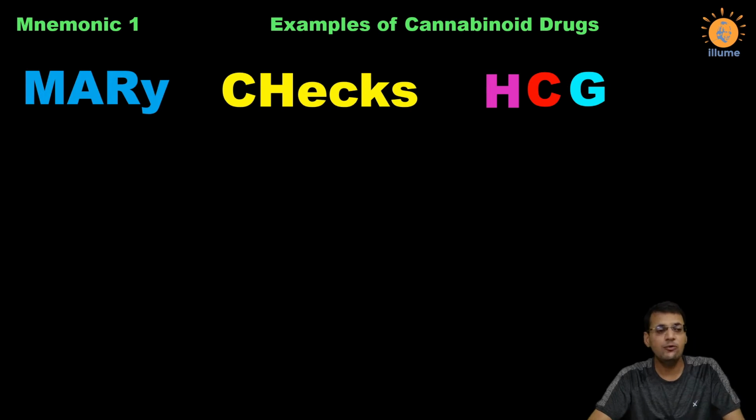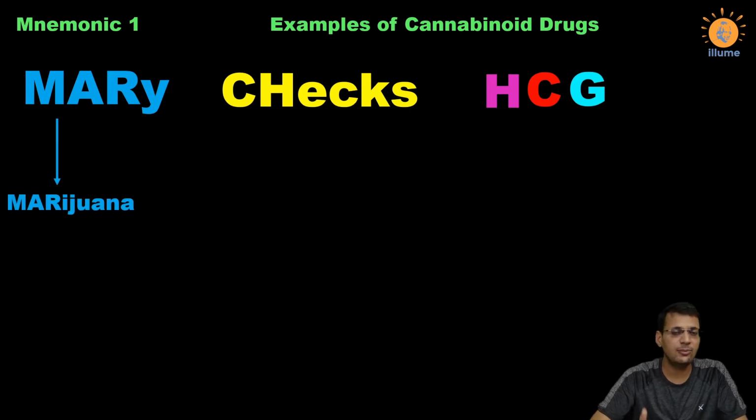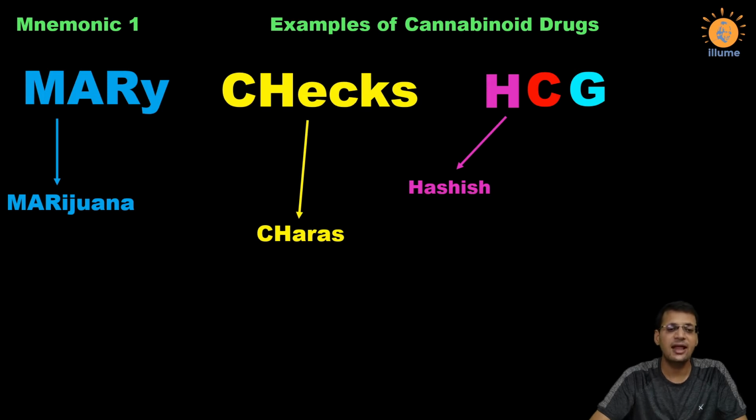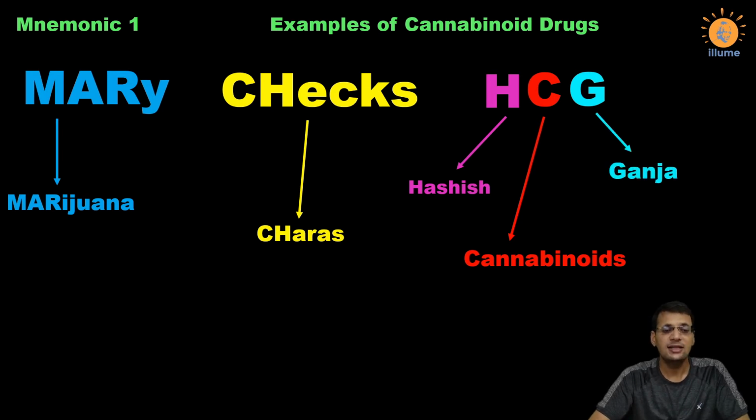So by Mary, you would remember marijuana, a type of cannabinoid drug. It is very common these days. Next is checks. CH of checks would help us remember charas. So charas is another example. Next is H, which stands for hashish. Next is C, which stands for cannabinoids. Yes, all these are examples of cannabinoids. And the next is G, which would stand for ganja. That means marijuana, charas, hashish and ganja. All these are 4 examples of cannabinoid drugs, which we now remember by Mary checks HCG. So that's the first mnemonic.